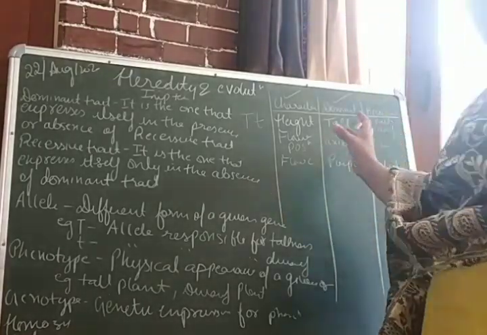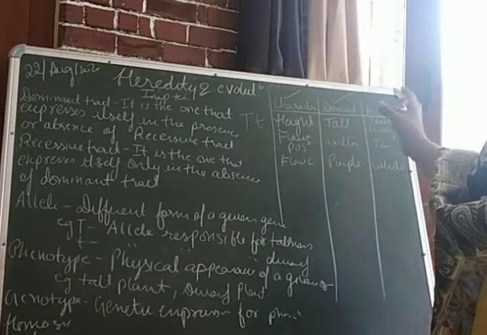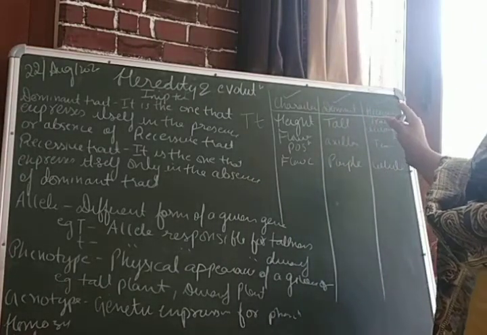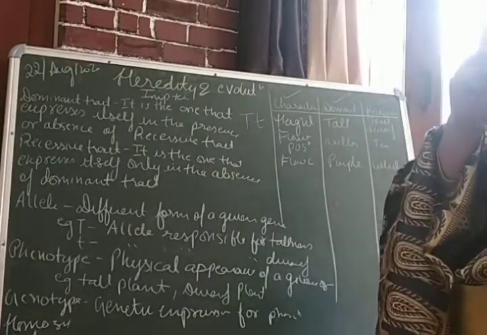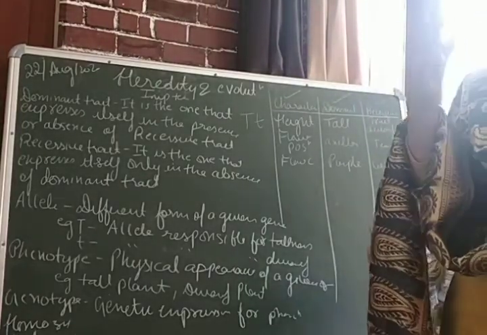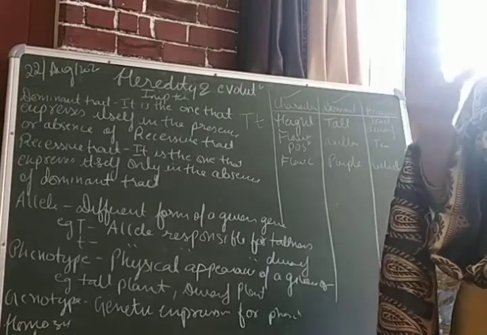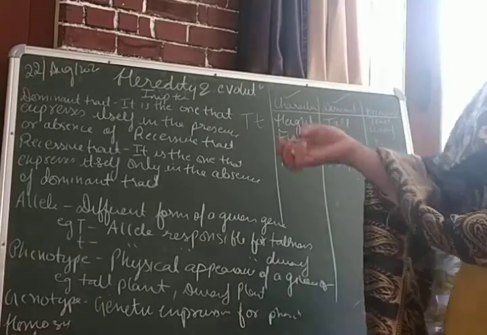Students, in short I can say that these are contrasting traits. Contrasting trait means either the plant will be tall or the plant will be short, either the flower will be purple or the flower will be white. So these are the contrasting characters. There is no third feature.